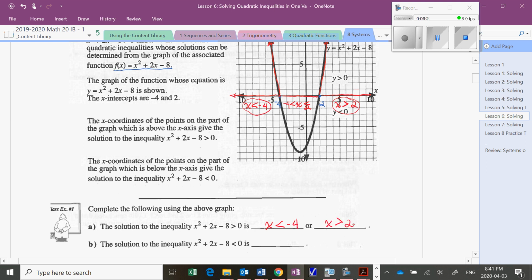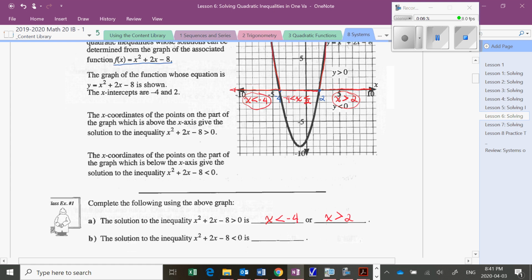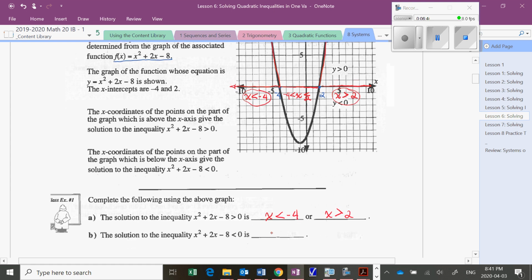Along those same lines, the x-coordinates of the points on the part of the graph which is below the x-axis, meaning y less than 0, is everything in that middle interval. So the solution to that inequality is when x is greater than -4 and less than 2. And how do you know when to use the greater than or equal to sign, or less than or equal to? Basically, are those included in the original inequalities?